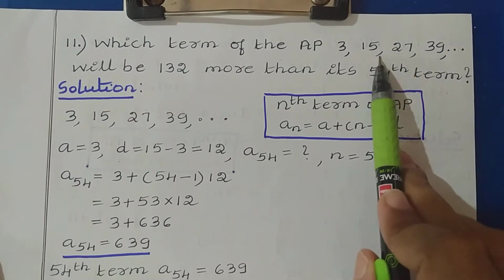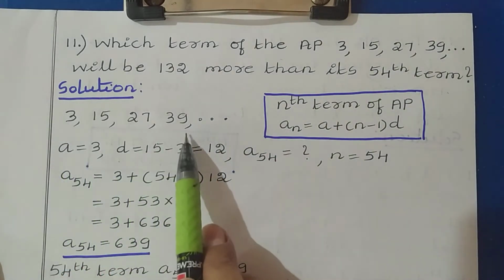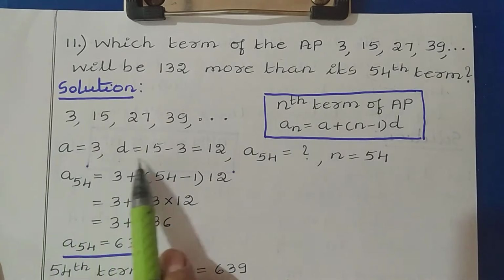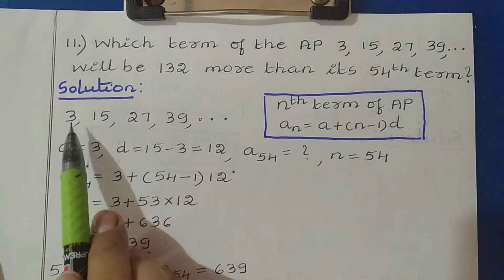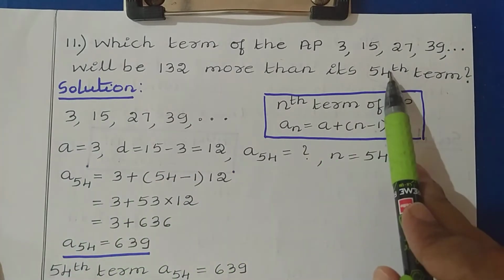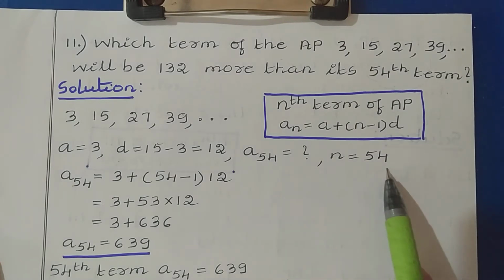So here they have given the arithmetic progression 3, 15, 27, 39. Here the first term a is 3. The common difference is 15 minus 3, which gives 12. So d is 12. And we need to find A54. That means n is 54.